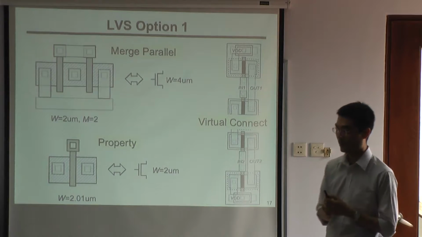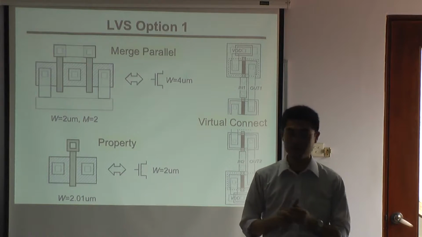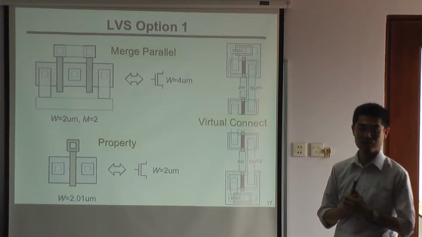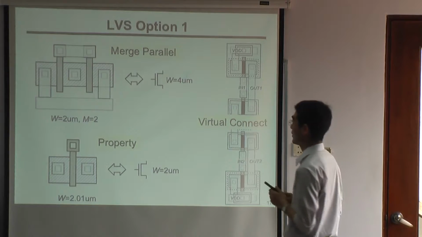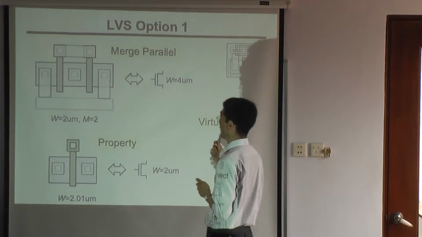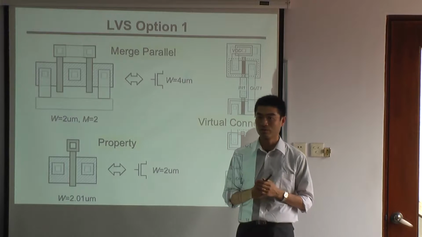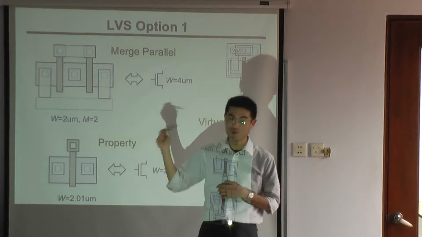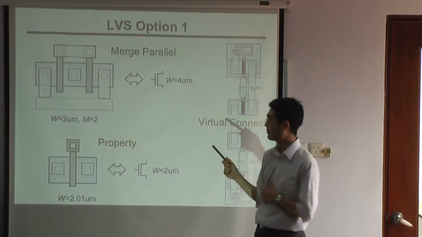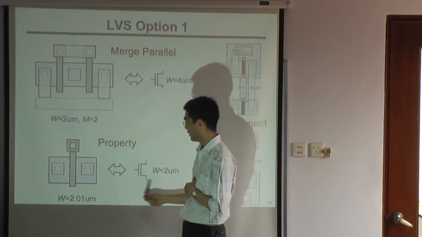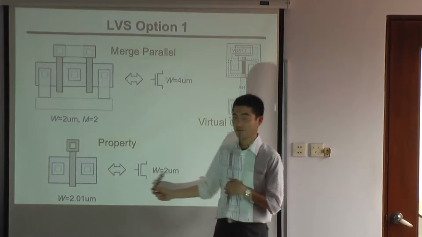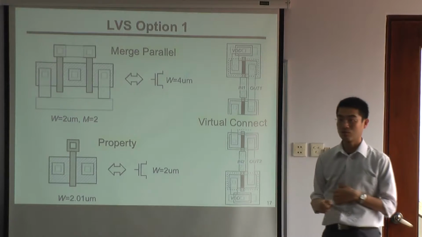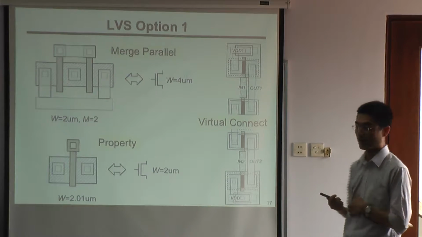And you have to decide the LVS options. Also, this should be decided before starting your design as a team. So your team has to have the same common LVS options. For example, whether parallel merging, this and this, are the same or not. You have to decide how many mismatches are allowed, and also whether this kind of label connection, virtual connection, is allowed or not. You have to decide.